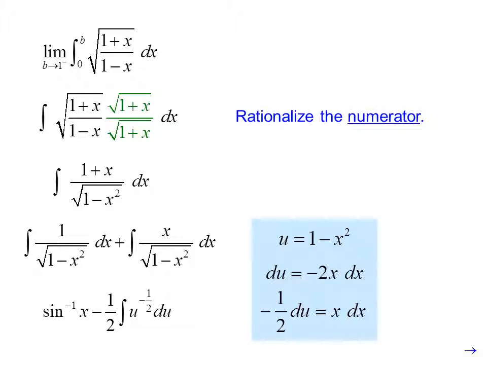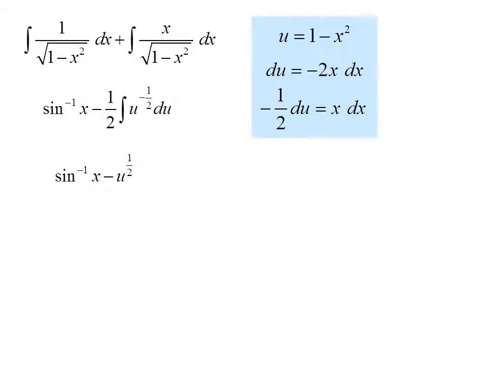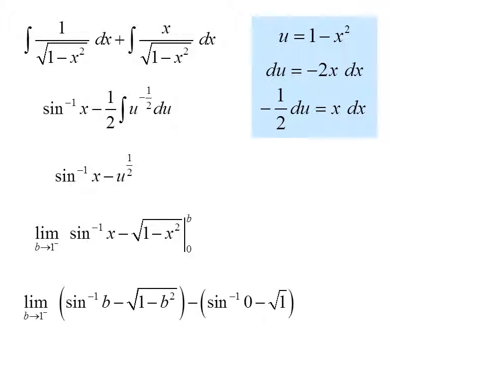We recognize the left-hand integral as inverse sine x. For the right-hand integral, it becomes minus 1/2 integral of u to the negative 1/2 du. Evaluating the integral, we now have inverse sine x minus u to the 1/2. Then we back substitute the value of u and put our limit in, so we have the limit as b approaches 1 from the left-hand side of inverse sine x minus radical 1 minus x squared evaluated from 0 to b. Expanded, it becomes the limit as b approaches 1 from the left-hand side of inverse sine b minus radical 1 minus b squared, minus inverse sine 0 minus radical 1.